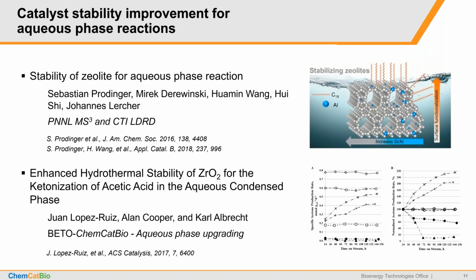Let's start with the aqueous phase conversion and water corrosiveness issues. I'll show you two examples on catalyst stability improvement for aqueous phase reactions, especially in hot liquid water. The first example is improving the stability of zeolite for aqueous phase dehydration reactions, based on research funded by our internal LDRD. The second example is enhancing the hydrothermal stability of zirconia catalyst for ketonization of acetic acid in the aqueous phase.